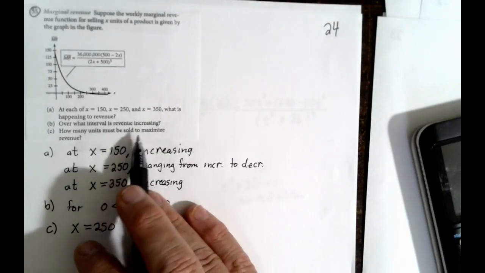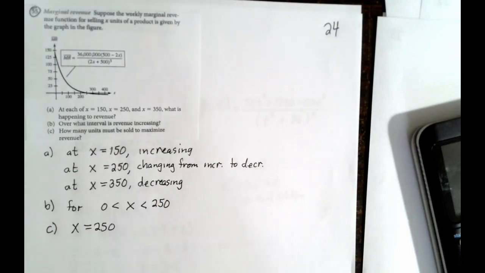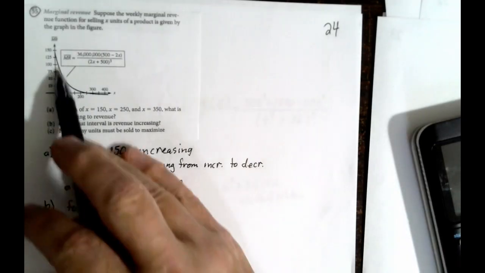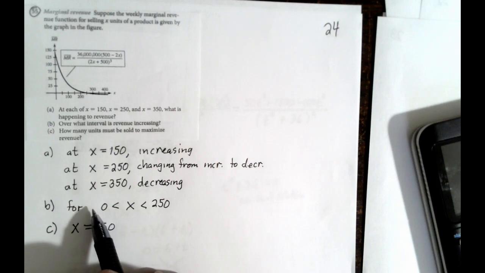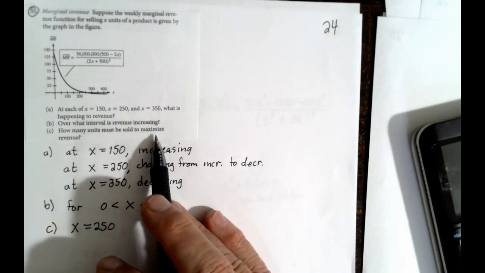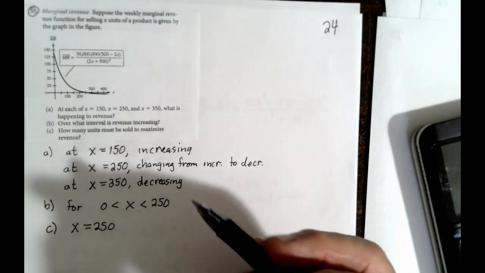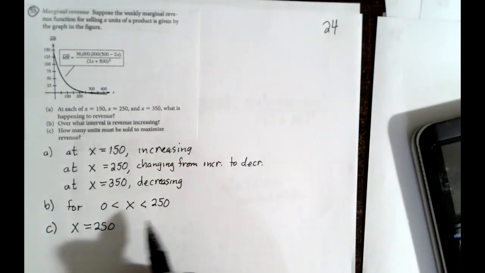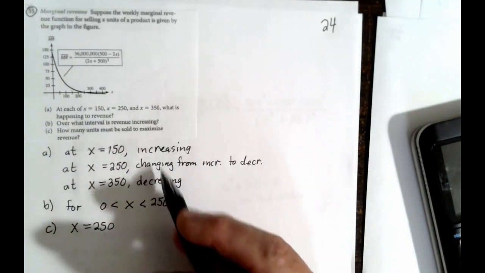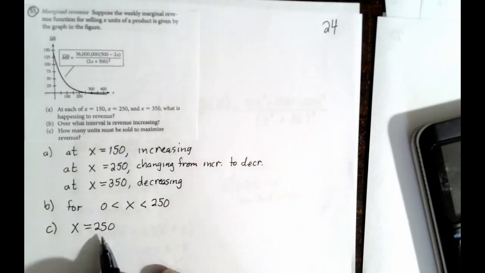B says over what interval is the revenue increasing? Well, it's increasing where the first derivative is positive. That's 0 to 250. How many units must be sold to maximize the revenue? Well, if you hit 250, you're changing from increasing revenue to decreasing revenue, so that is a maximum at 250.